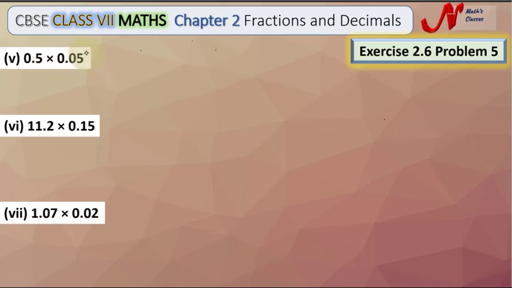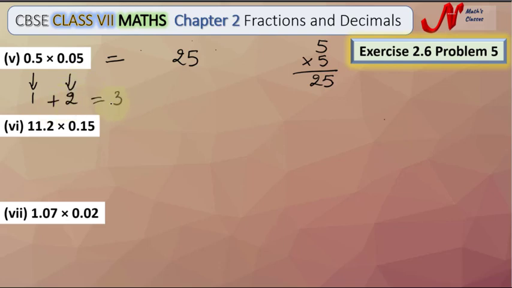Now we find 0.5 into 0.05. To find this product we multiply 5 with 5. 5 5s are 25. We get the product 25. So in 0.5 we have 1 digit after the decimal point. In 0.05 we have 2 digits after the decimal point. So together we have 3 digits after the decimal point. In the product, from right to left, we keep the decimal point after 3 digits, but here we have only 2 digits, so we keep the 0 and keep the decimal point. So we get 0.025.